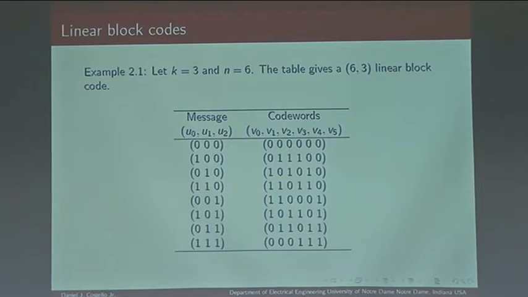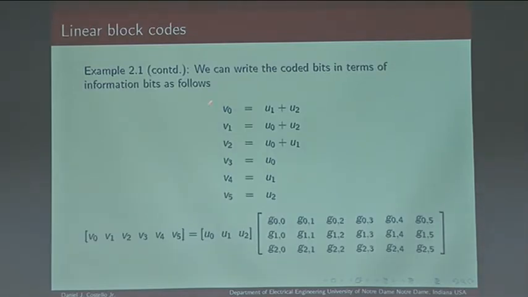We can look at the equations here. V0, the first bit here, is always given by the sum of U1 and U2. You can see that 2 zeros give us 0. 1 plus 0, 1 plus 0, 0 plus 1, 1 plus 1 gives us these 1s. 1 plus 1, 1 plus 1 gives us 0. So the V0 bit is always the sum of U1 plus U2.